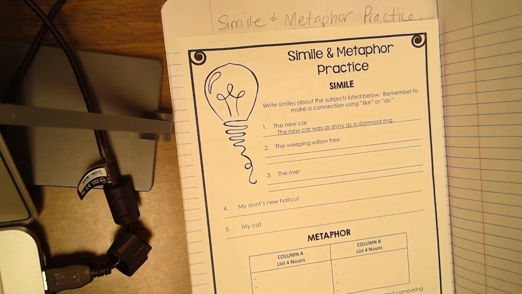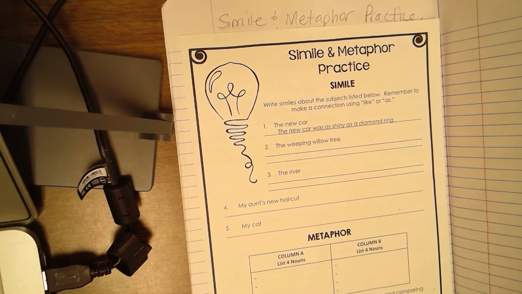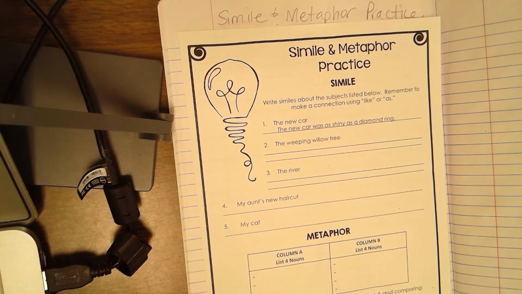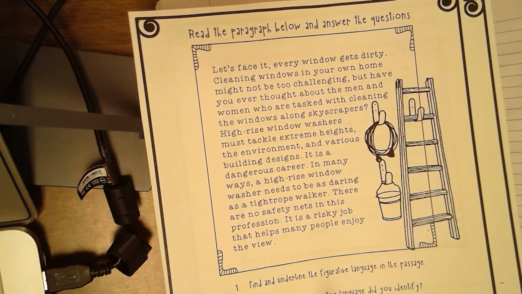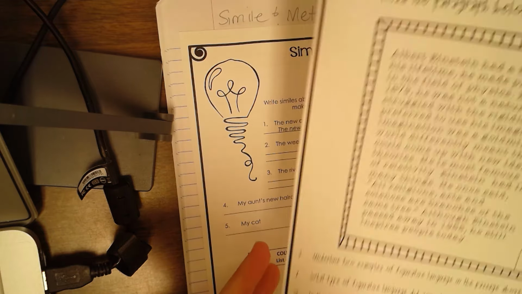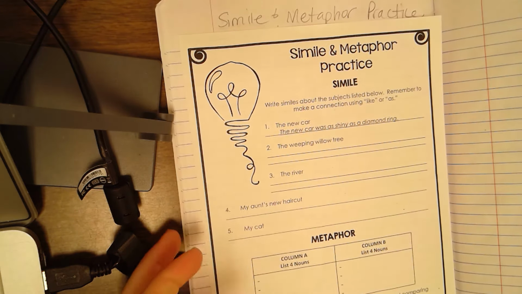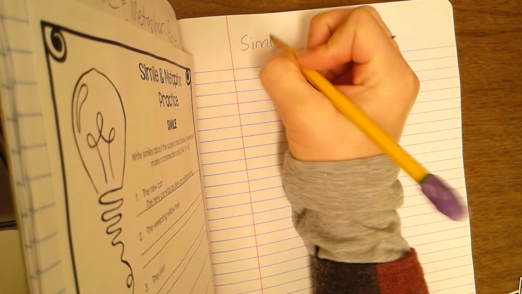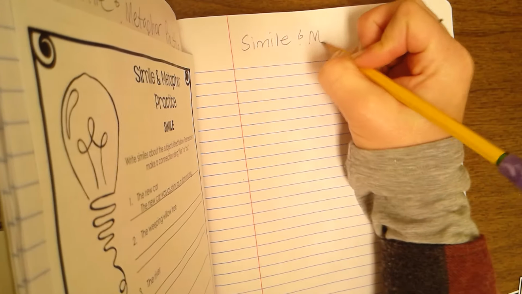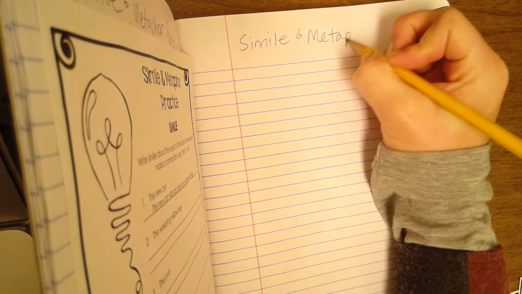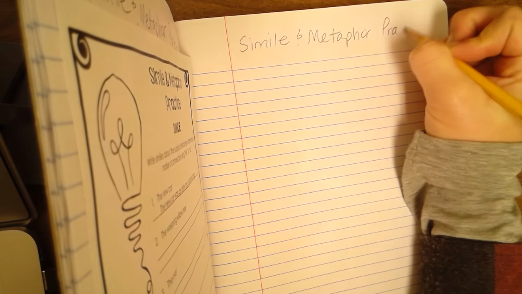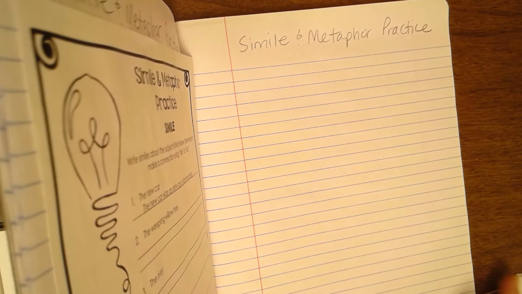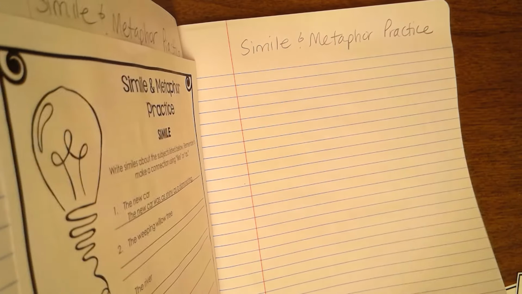Now, the next 2 pages have those paragraphs. The first one is the ladder, and the second one is Albert Einstein. These are actually going to have the same title as the page we just completed. So I'm going to write simile and metaphor practice again on this page, and actually the next page as well.